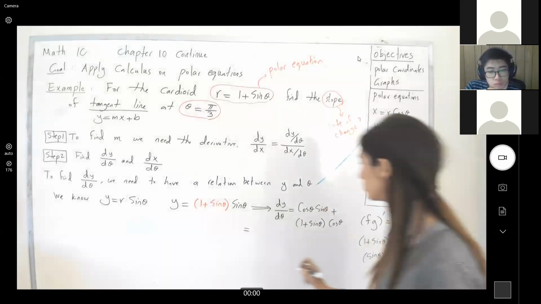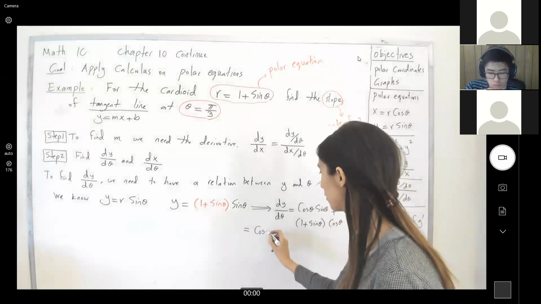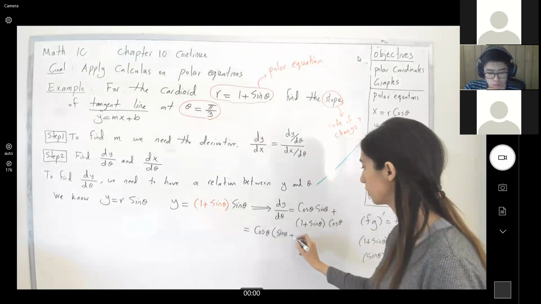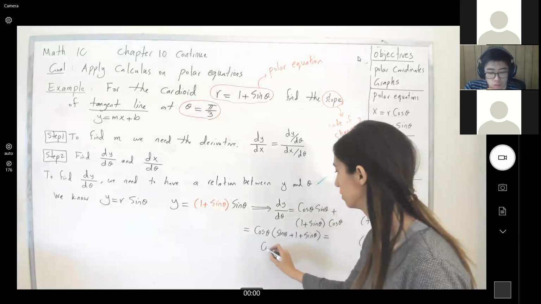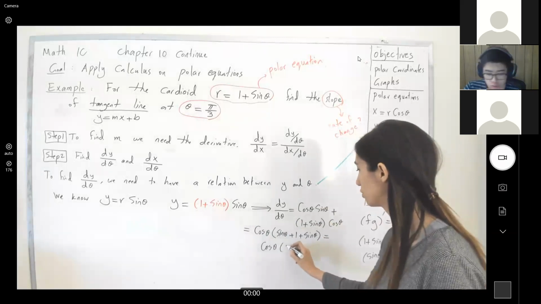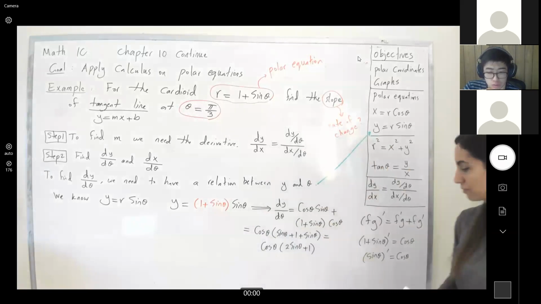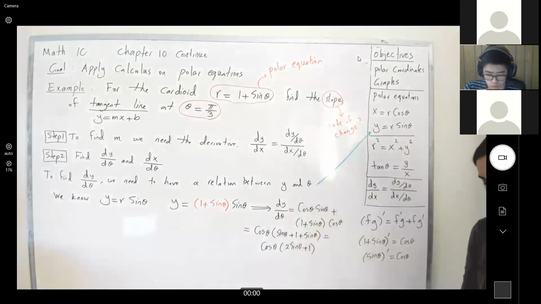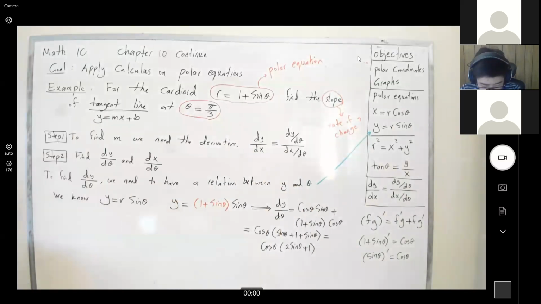So this can be written, if I factor out cosine theta, I get sine theta plus 1 plus sine theta, which is equal to cosine theta times 2 sine theta plus 1. So this is the derivative of y with respect to theta. Take your time, write this part down, then we continue.